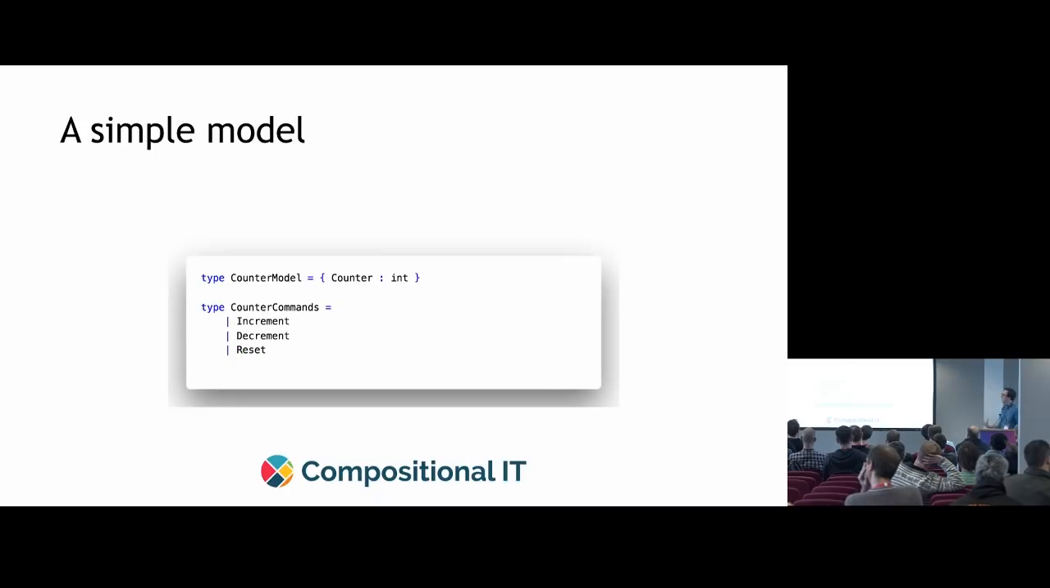So let's take a look at an example of how this happens in Elmish. Here's a counter example, which is super simple. We've got our counter, which is just an integer, and we've got 3 commands associated with it. So we can either increment our counter, decrement our counter, or reset the counter. That's our model. It consists of our state and our events or commands.